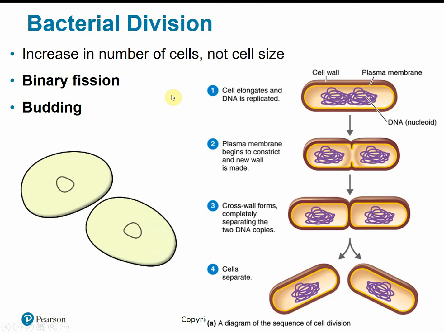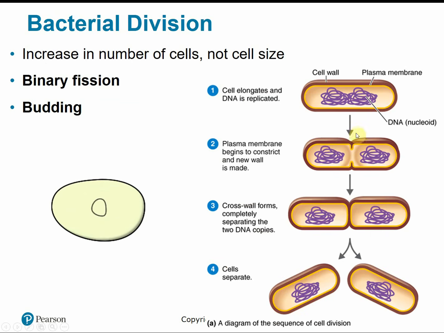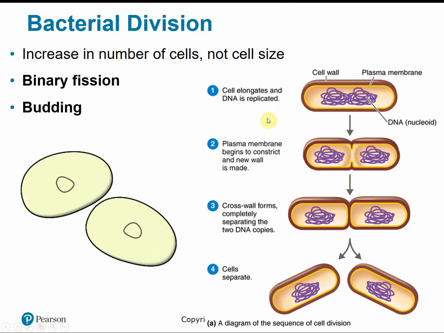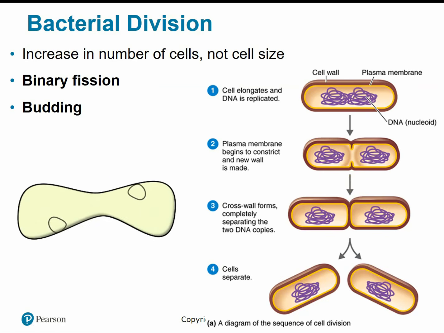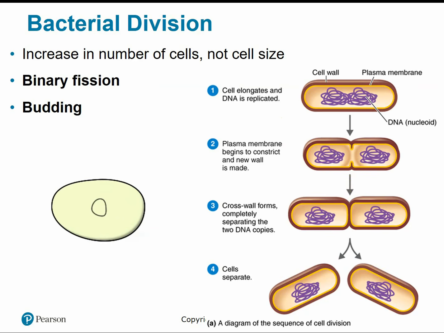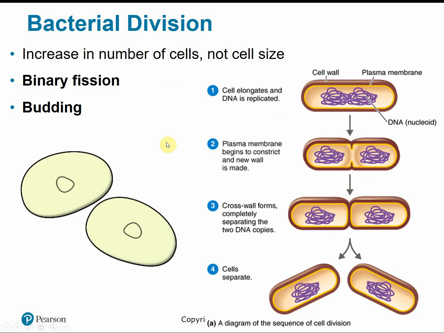Bacteria divide by binary fission, meaning they essentially split in half and form copies or clones of themselves. So again, remember, microbial growth means an increase in the number of cells, not the size of the cells. The cells will stay pretty much the same size, they'll just increase in their numbers.